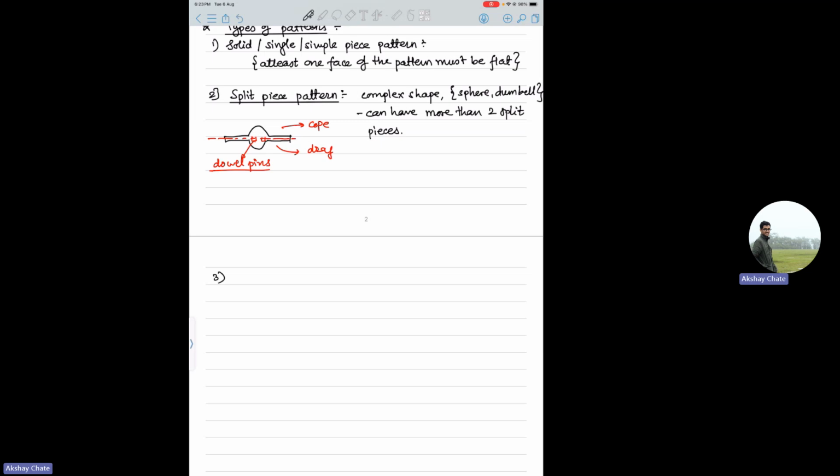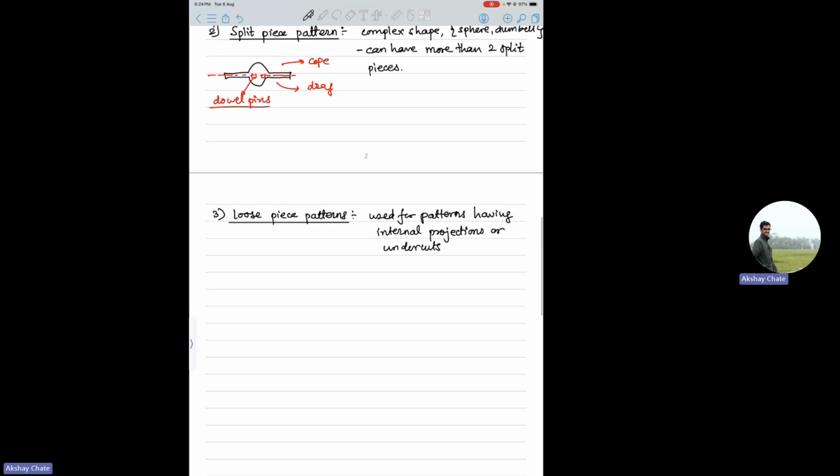Then third, you have loose piece patterns. As the name suggests, you have to make these patterns using some loose pieces, and these are used for patterns, or you may call them castings also, having internal projections or undercuts.